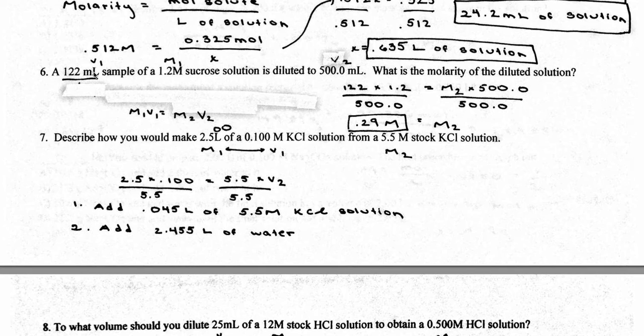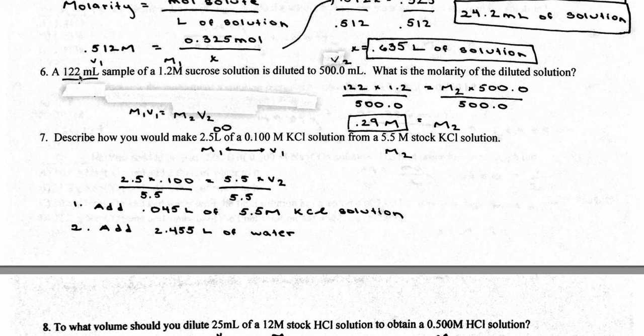So here's my V1, this is my first volume, and this is the concentration of it. And what I'm trying to do is find the concentration that would be of this volume. So 122 times 1.2 equals the molarity of the 500 mL solution. So you divide both sides by 500, and I get 0.29 because I want 2 sig figs.